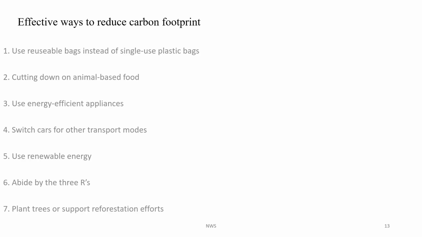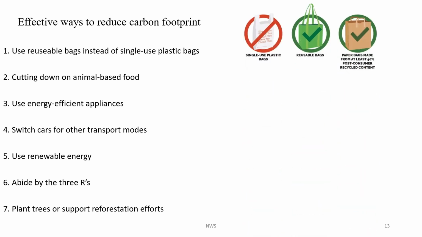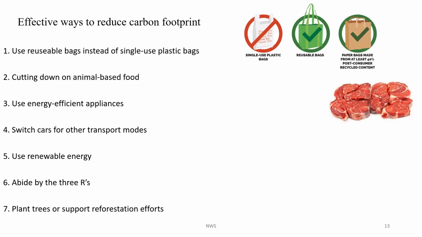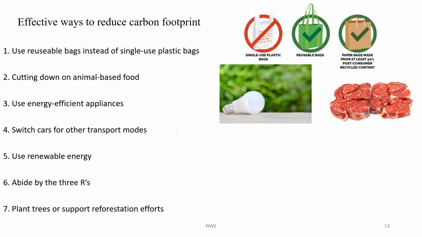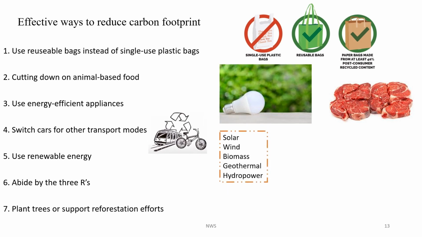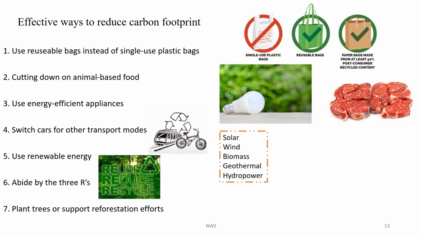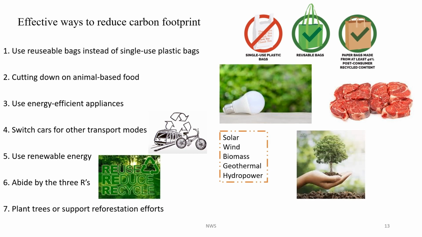This is the summary of effective ways to reduce carbon footprint. Use reusable bags instead of single-use plastic bags, cutting down on animal-based food. Use energy-efficient appliances. Switch cars for other transport modes. Use renewable energy. Abide by the 3 R's. Plant trees or support reforestation efforts.